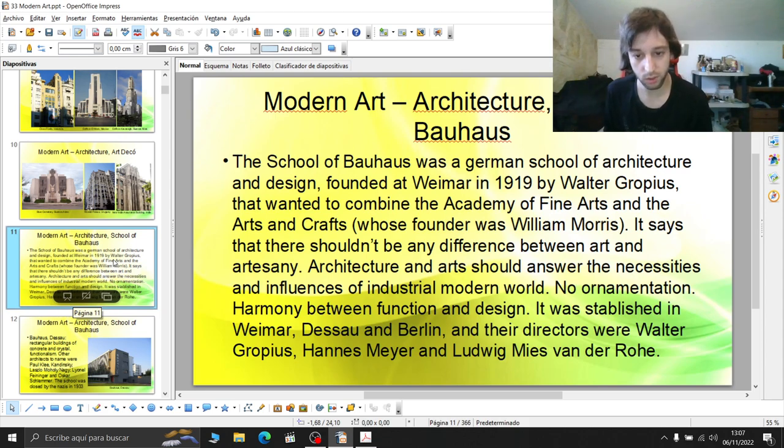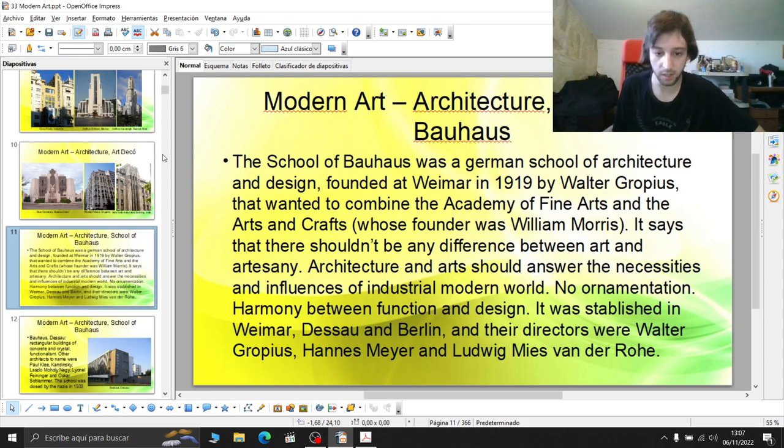The School of Bauhaus was a German school of architecture and design founded at Weimar by Walter Gropius that wanted to combine the Academy of Fine Arts and the Arts and Crafts, whose founder was William Morris. It says that there shouldn't be any difference between art and artisanry. Architecture and art should answer the necessities and influences of the industrial modern world, no ornamentation. Harmony between function and design. It was established in Weimar, Dessau, and Berlin, and its directors were Walter Gropius, Hannes Meyer, and Ludwig Mies van der Rohe.